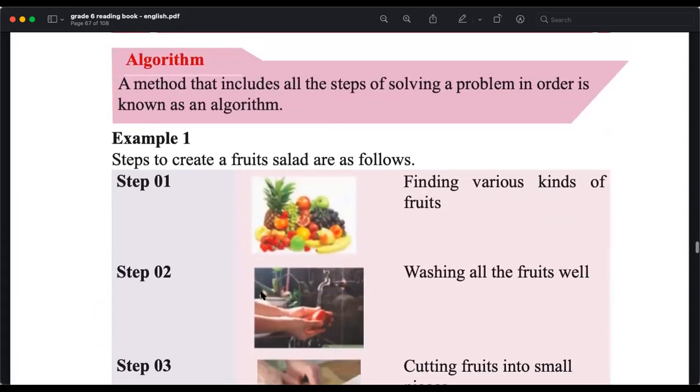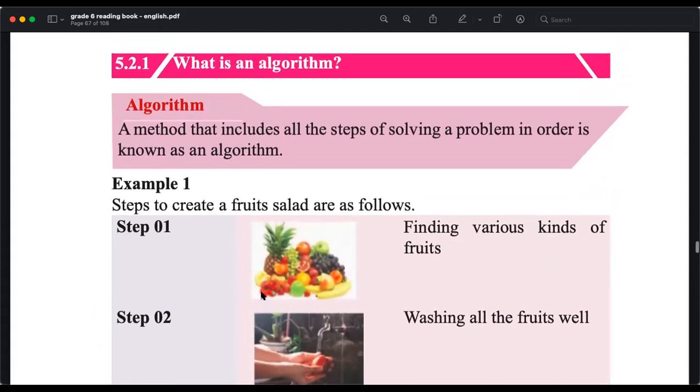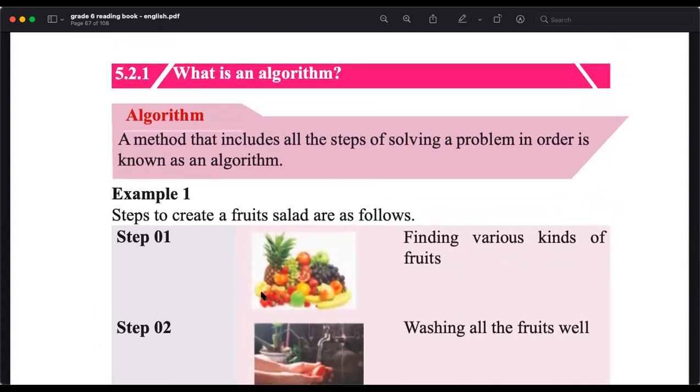And let's analyze one thing and find out the problem. Now, algorithm: a method that includes all steps. Here they have given a simple way: a method that includes all steps of solving a problem. So if you want to solve a problem, you have to find out the steps of solving the problem.